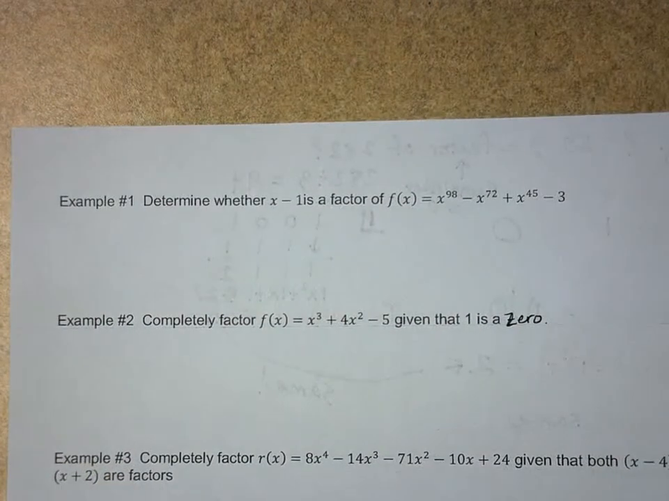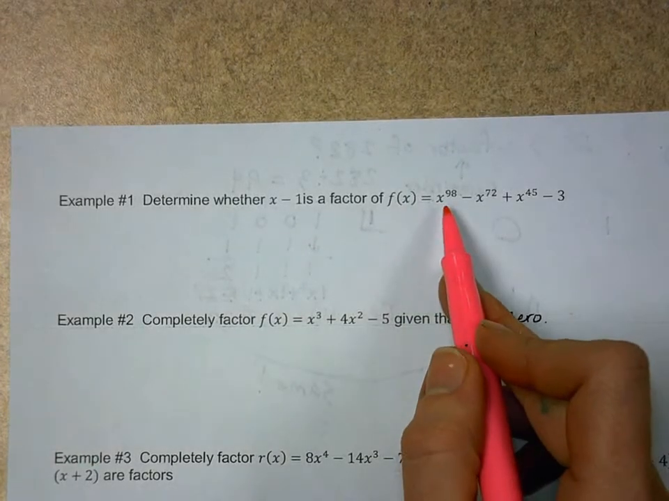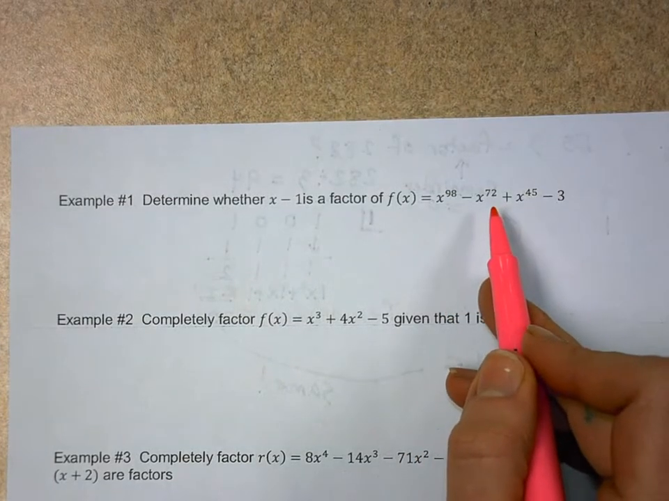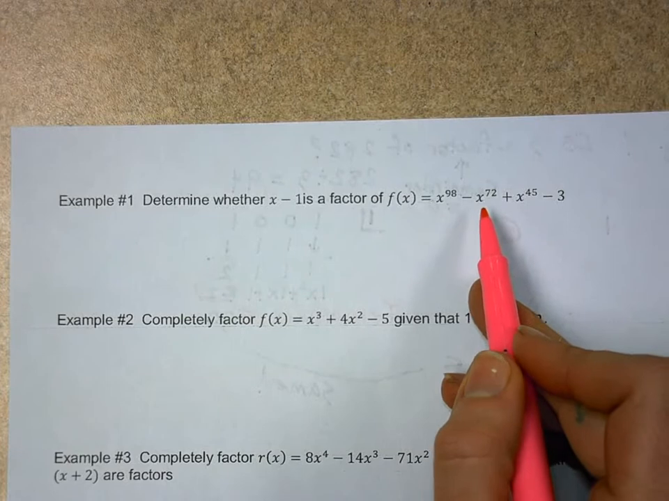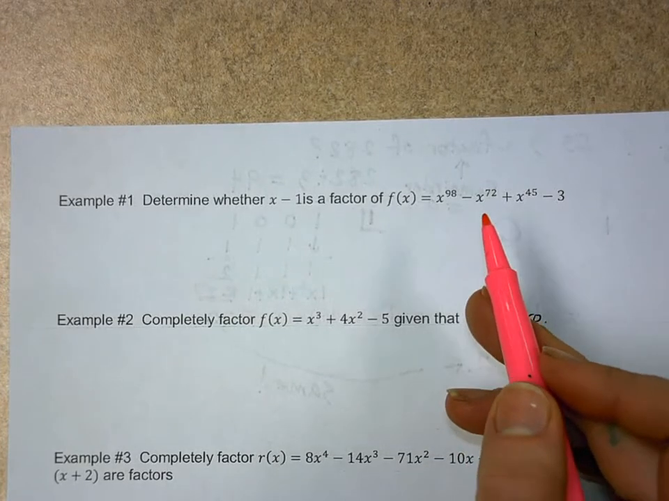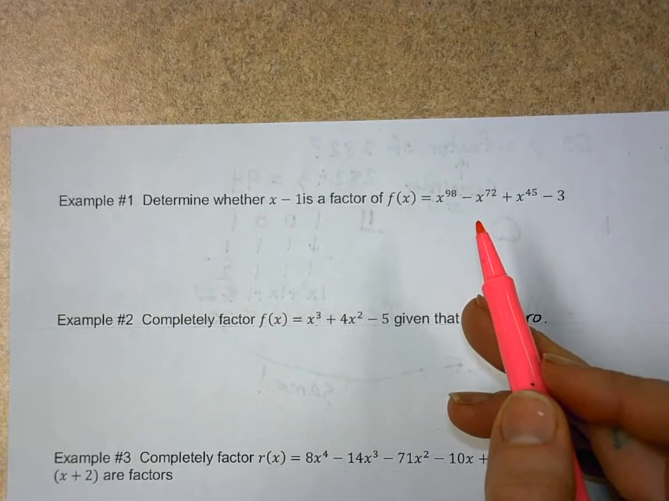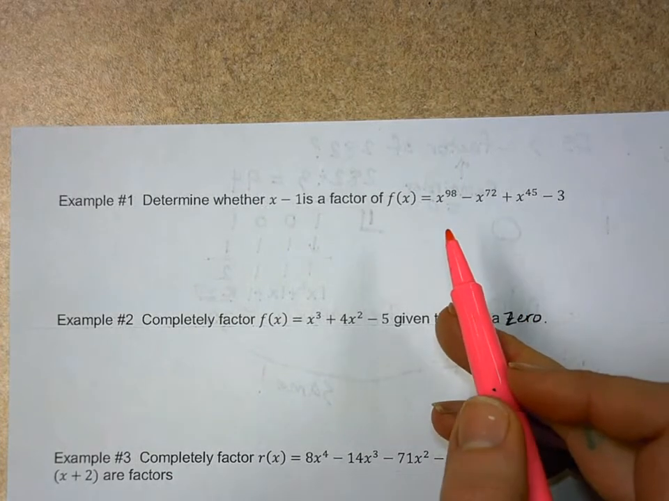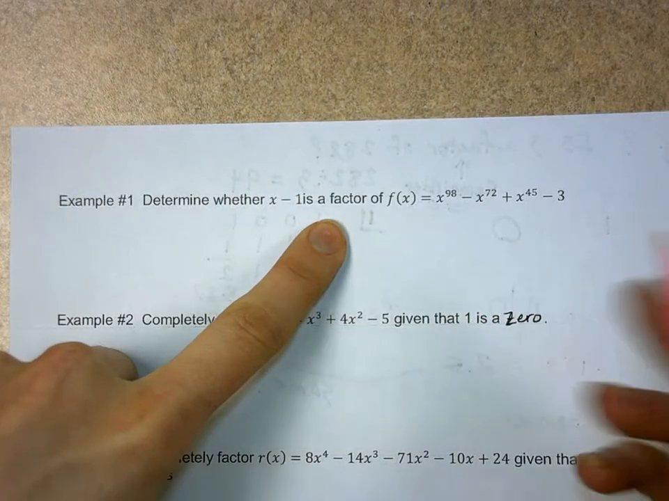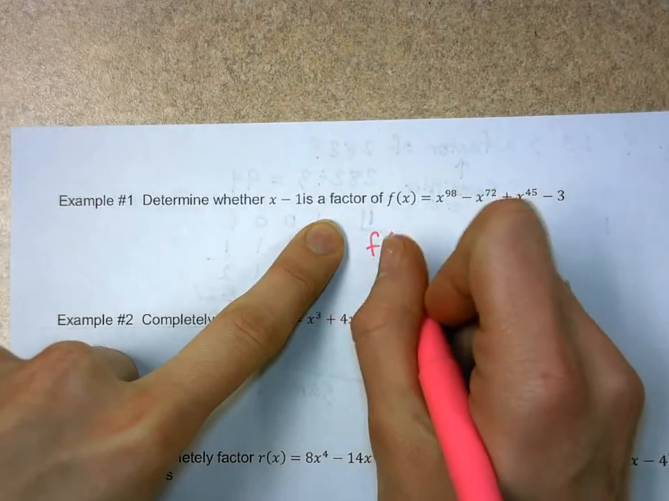Example number 1. Determine whether x minus 1 is a factor of that polynomial. Okay, this is a power of 98. So we're missing the terms x to the 97th through x to the 73rd power. Do you think it would be beneficial to use synthetic and put a bunch of zeros there? No. What would probably be easier in this case? Evaluate. What would we evaluate if x minus 1 is a factor? Yes, we would evaluate f at 1.